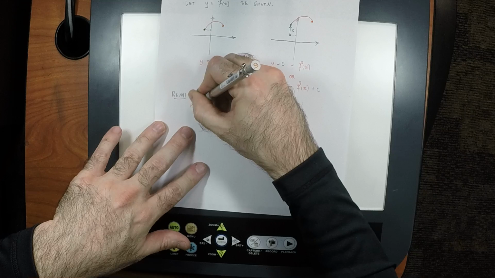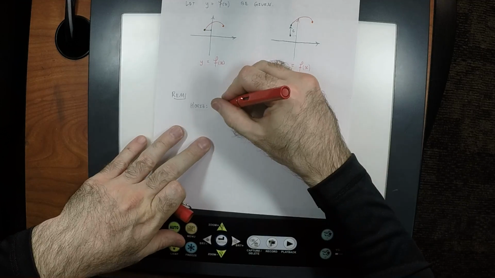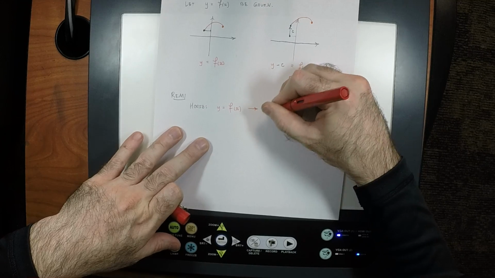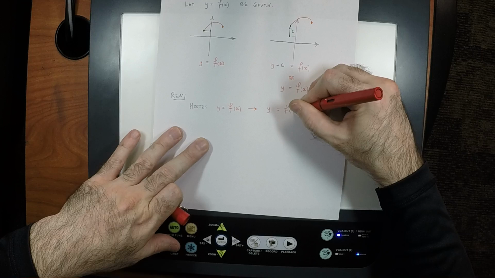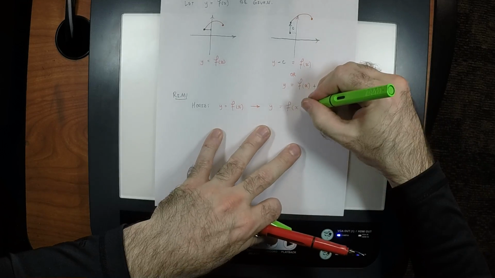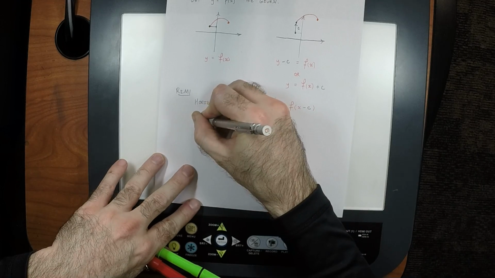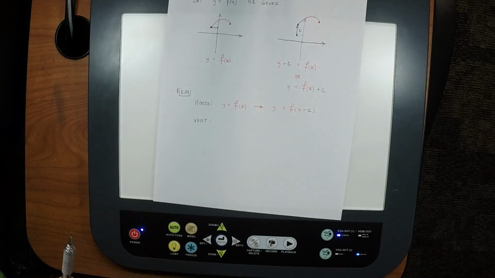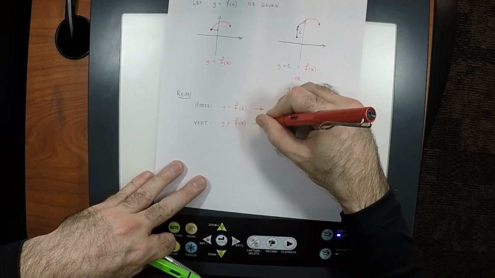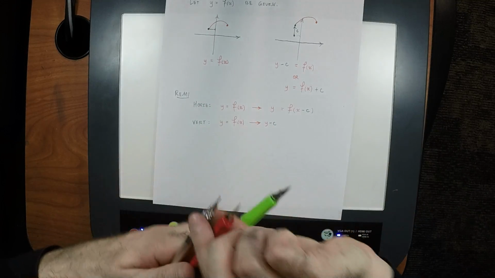Is that a horizontal shift looks like this. So y is f of x goes to y is f of x minus c. A vertical one is like this. So y is f of x goes to y minus c is f of x, like this.